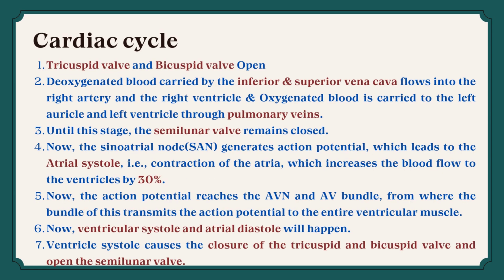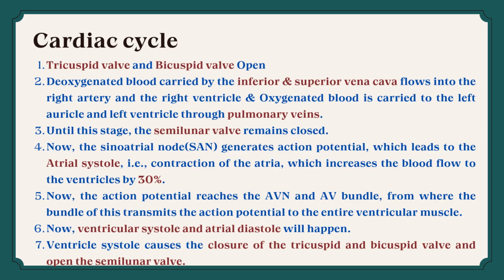Let's see the cardiac cycle. When the tricuspid and bicuspid valves are open, blood from the pulmonary veins flows into the left ventricle, and blood from the vena cava, both inferior and superior, flows into the right ventricle through the right and left atria. The semilunar valves are closed at this stage. The sinoatrial node now generates an action potential which stimulates both the right and left atria to undergo a simultaneous contraction, which is atrial systole.